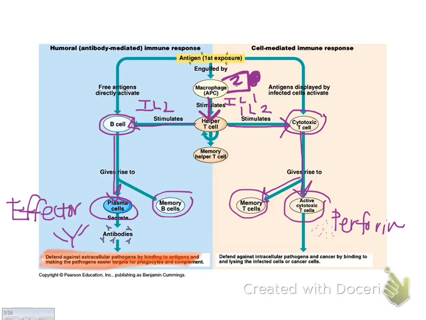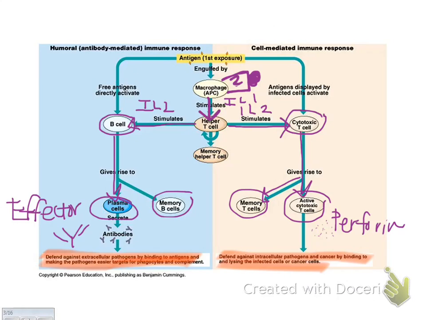And remember, memory cells aren't necessarily making antibodies. Memory cells just know how to make it, so they're just swarming the body looking for that. Okay, now read this bottom part underneath the T cells, it says, defend against intracellular pathogens. What's an intracellular pathogen? A pathogen that's already infected a cell. So it defends against infected cells and cancer by binding and lysing. What does the word lysing mean? Breaking apart, right? By binding to it and blowing it up. Remember, like with the big guns from that video.